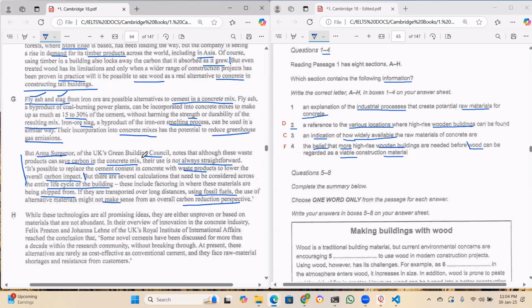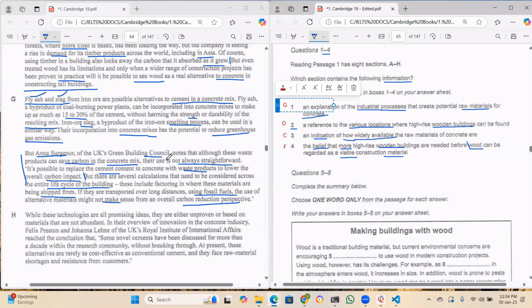So here she says that it is possible to replace the cement with these products, but the thing is, it also depends on where these are coming from. If they are coming from a long distance using fossil fuels, like petrol and gasoline, then again it might not make sense, because when the fossil fuels burn, again they are contributing to the carbon dioxide, right? So that's what she says. So anyhow, we got the answer here, right? So this is the industrial process here. So the first one should be G, guys, as per myself.